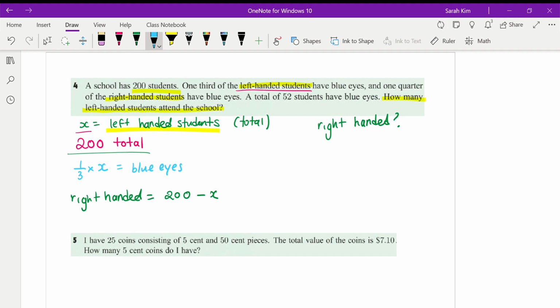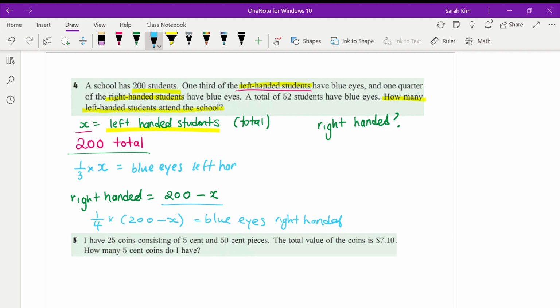So let's read that again. 1/4 of the right-handed people. So 1/4 of, so times. Right-handed students is this, so I'm just going to copy that down: 200 take X is blue eyes again. Okay. Blue eyes that are right-handed. Cool. These are blue eyes that are left-handed.